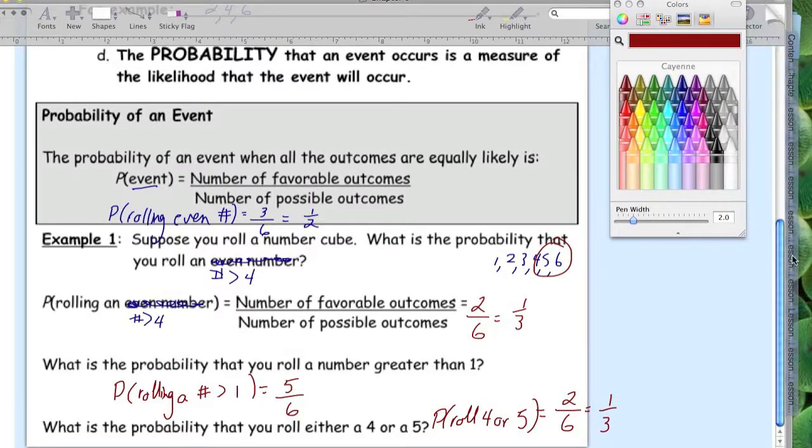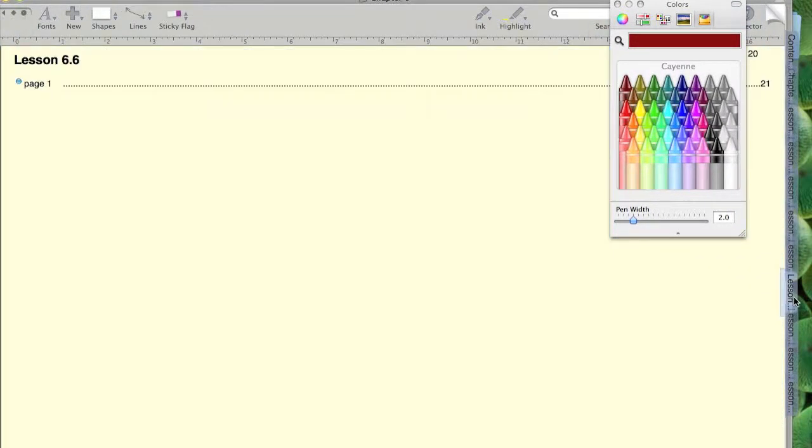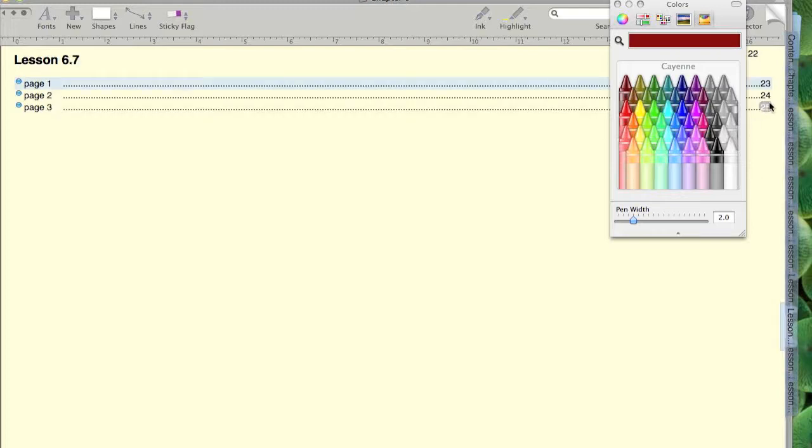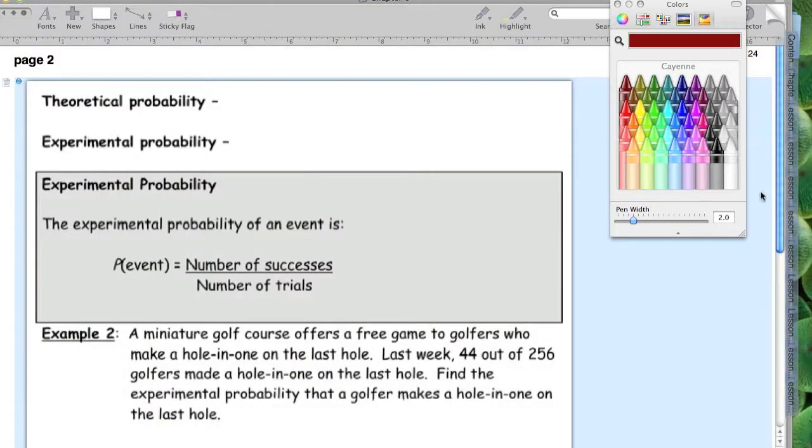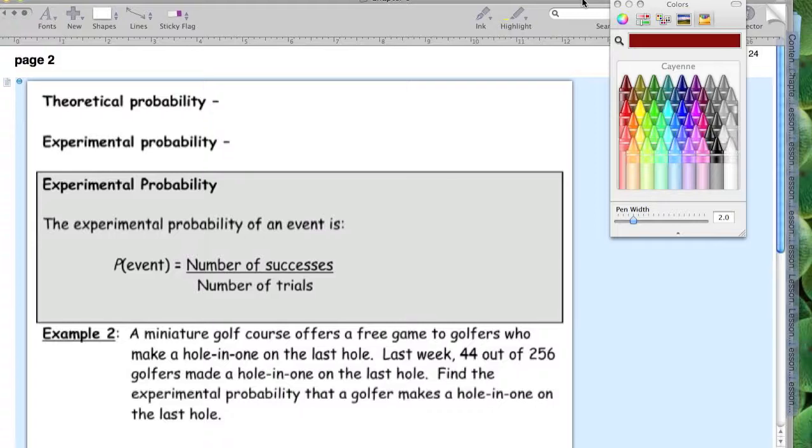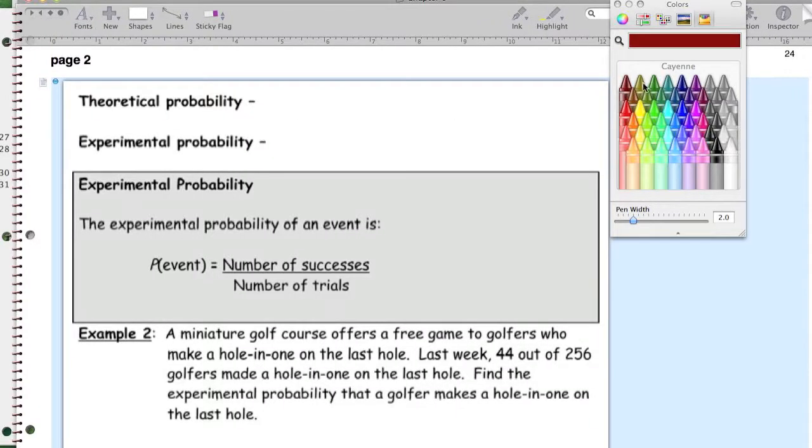So let's take a look at the next page. The things that we've been talking about so far, rolling a die or maybe playing cards, this is known as theoretical probability. Theoretical probability is based on knowing all of the possible outcomes.